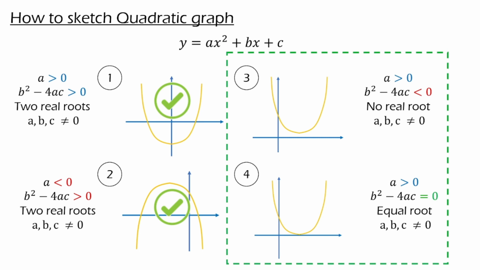The first part of the video, I discussed how to sketch the first and the second graph. In this video, I will continue to discuss how to sketch the third and the fourth graph. The third and the fourth graph are quite interesting due to their roots. The third graph has no roots and therefore the curve does not intersect the x-axis at all. On the other hand, the fourth graph has equal roots, or one real root. As you can see, the curve only touches the x-axis at one point.